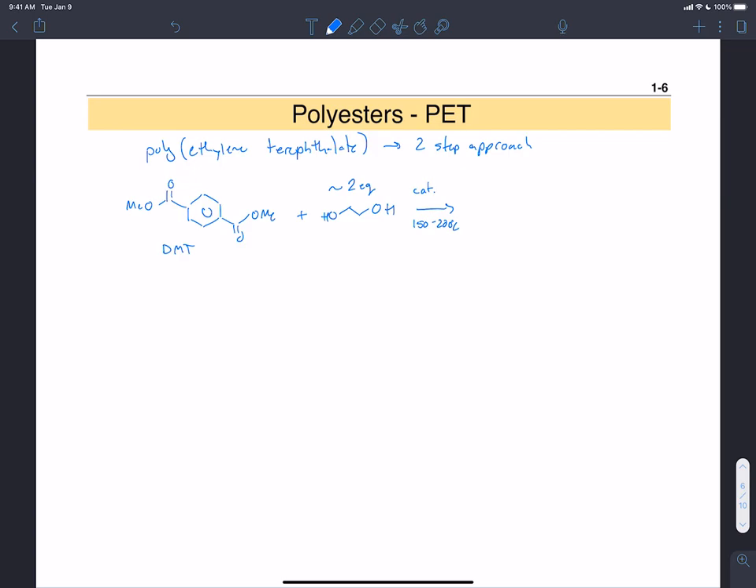And by being at these temperatures, this will allow us to drive off all of the methanol. So we're going to lose methanol in the process. This will allow us to push the equilibrium forward to make a terephthalate derivative that has two different alcohol end groups. So we have two esters, and now we have two alcohols. So this adds on to both ends. Along the way, you might get some oligomers as well, but they are inconsequential because in the end, we do want to be making polymers at the end of the day.